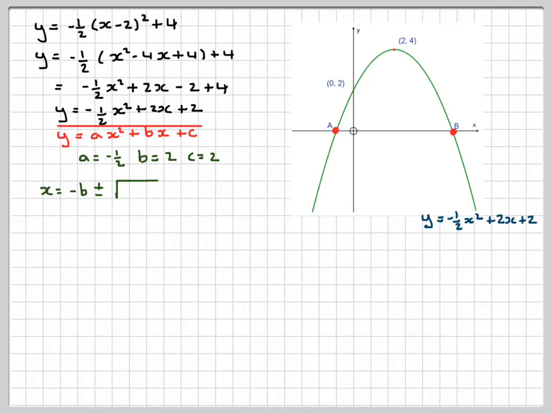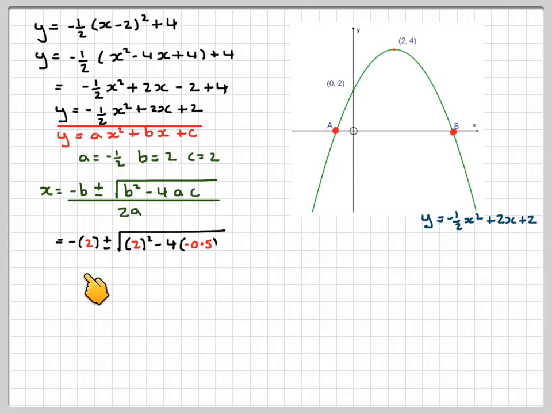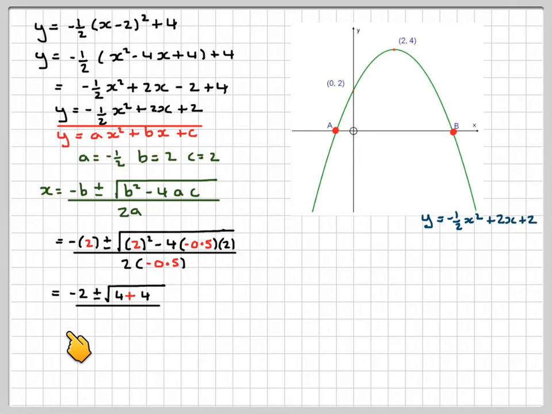So using the quadratic formula, minus b plus or minus the square root of b squared minus 4ac, over 2a. Putting in the values, we're going to have minus 2 plus or minus the square root of 2 squared minus 4 times minus a half times 2, over 2 times minus a half. Be careful substituting anything in negative. So we're going to have minus 2, brackets. Now 2 squared is 4. Minus a half times 2 is minus 1. Minus 1 times minus 4 makes plus 4. And then 2 times minus a half is minus 1.